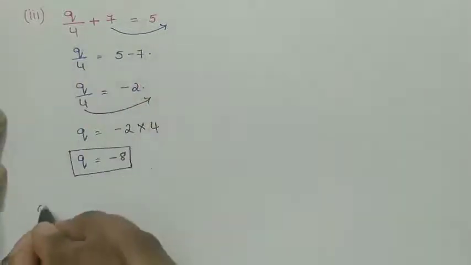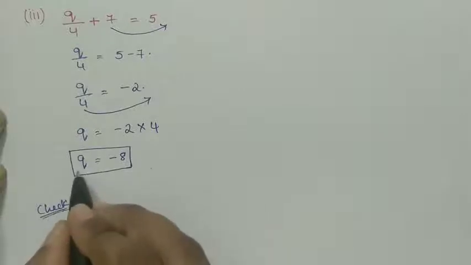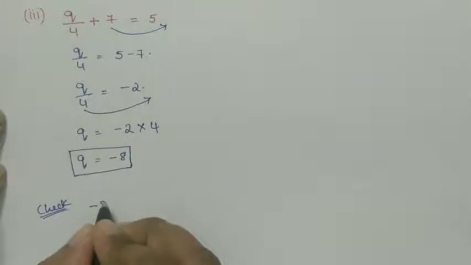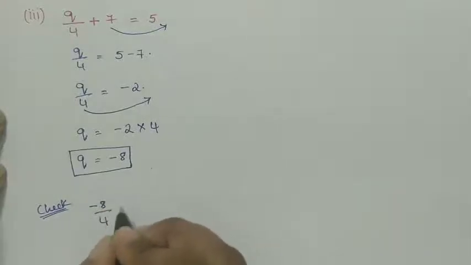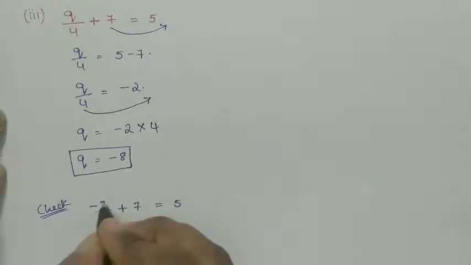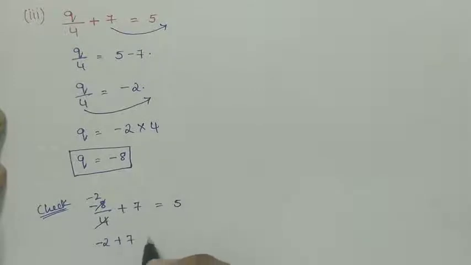To check it, put q equal to minus 8 in the given equation. Minus 8 divided by 4 plus 7 is equal to 5. Minus 8 by 4 is minus 2, so minus 2 plus 7 is equal to 5. 7 minus 2 is 5, equal to 5. Therefore, LHS is equal to RHS. q equal to minus 8 is the solution of the given equation.